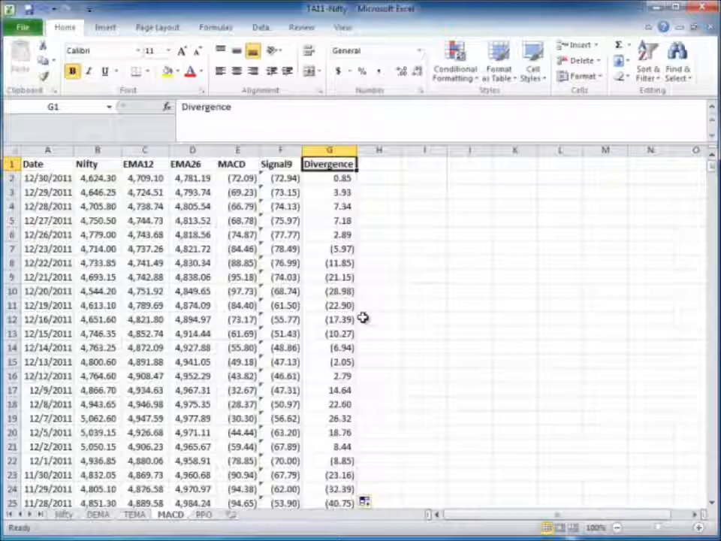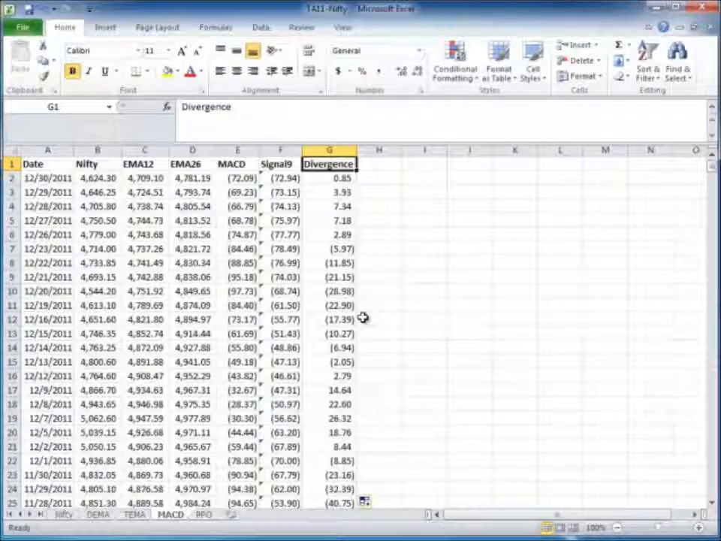So remember, whenever the MACD is above the signal line, we should have a long position. Whenever the MACD is below the signal line, we need a short position, if you remember from the graph. So what we're going to do is actually just use the divergence to do our strategy. So whenever the divergence is greater than 0, which means that the MACD line is greater than the signal line, we'll say that we have a long position, and whenever it's negative, we'll say that we have a short position.